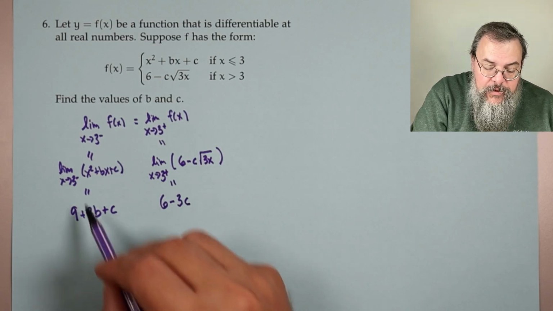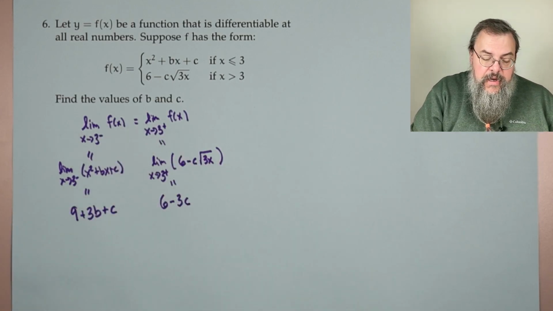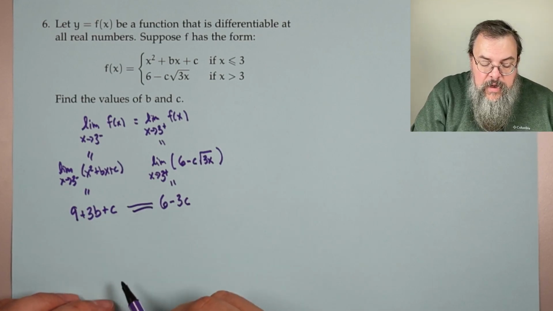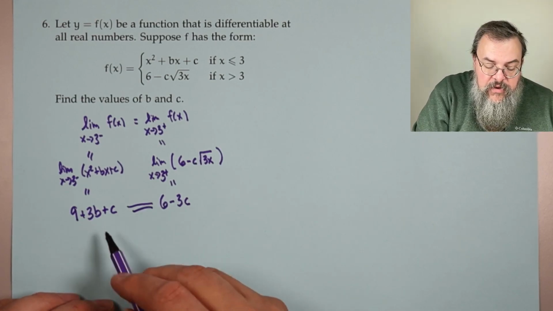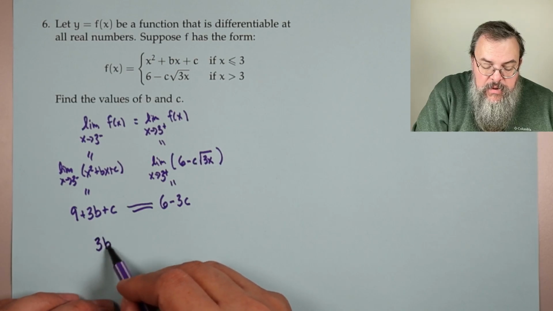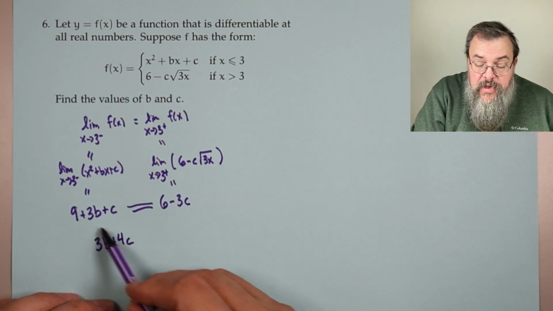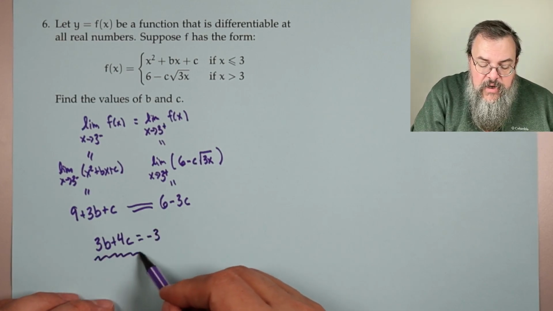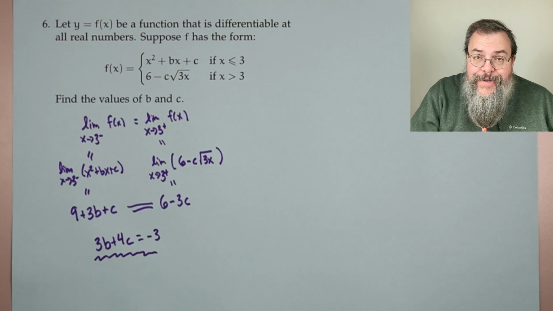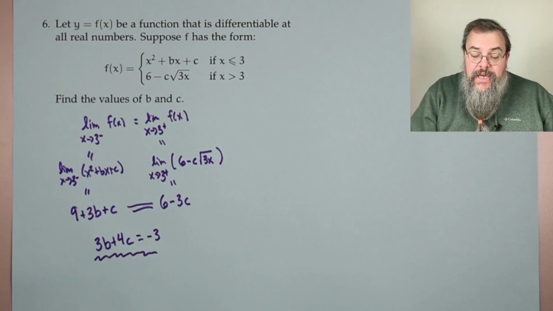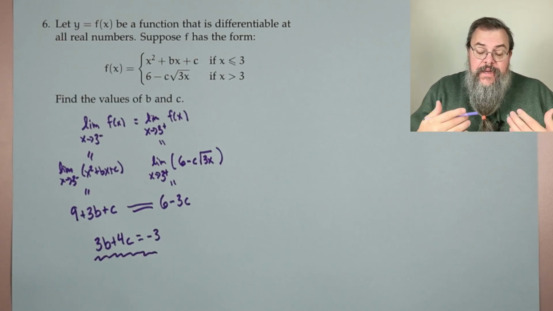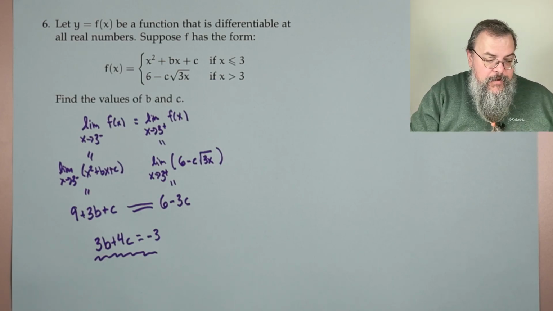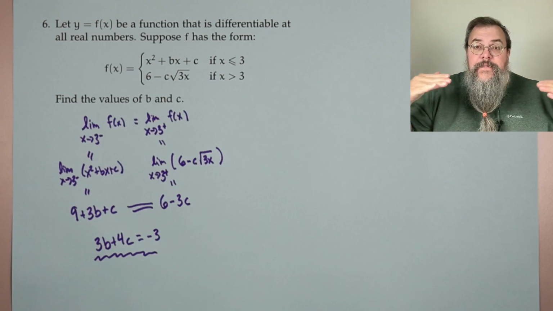All right, and of course these have to be equal, so let's set them equal and rearrange. I can move the 3c across, I'll keep the 3b there, so 3b plus 4c, and move the 9 across, 6 minus 9 is negative 3. Okay, so here's our first constraint. 3b plus 4c has to equal negative 3. If they don't, it's going to do that. We don't want that. We want them to agree. Okay. Now, that's making sure the pieces meet.